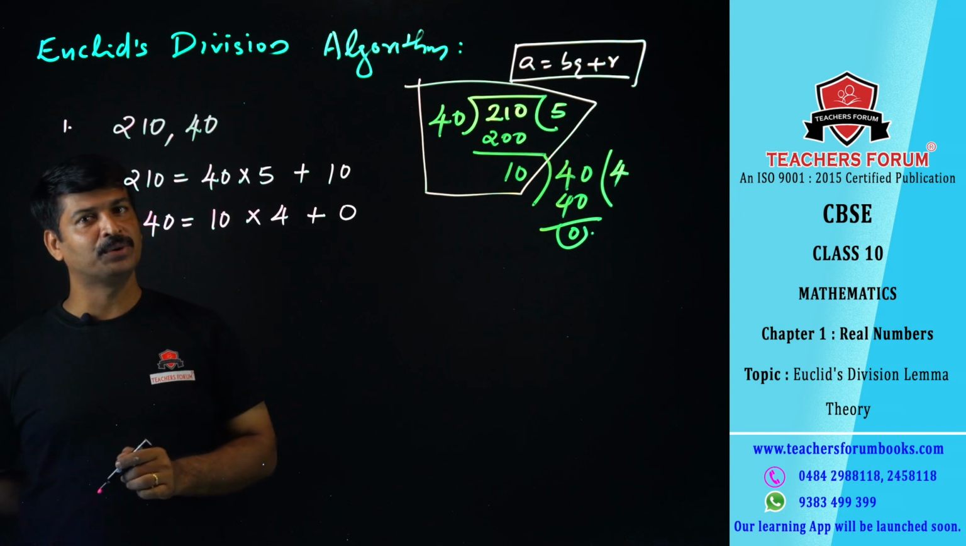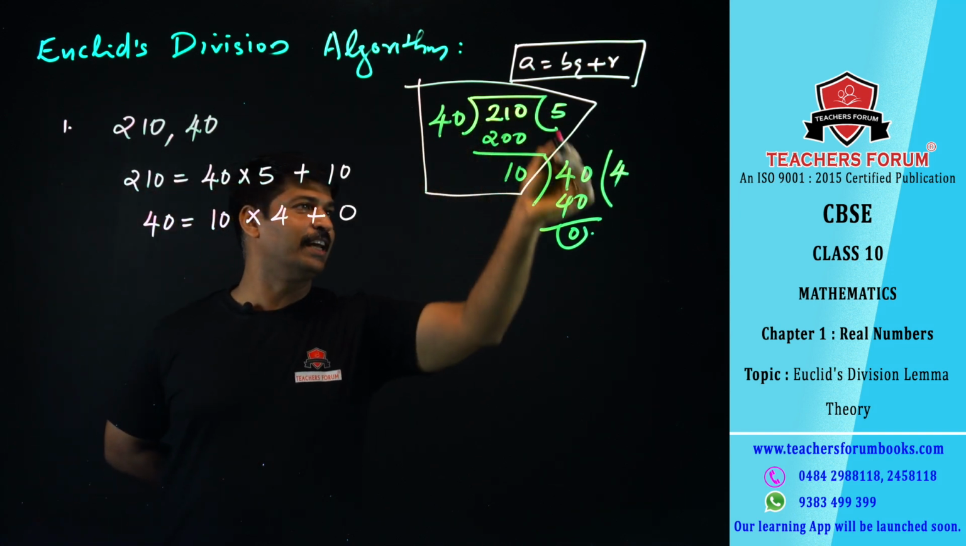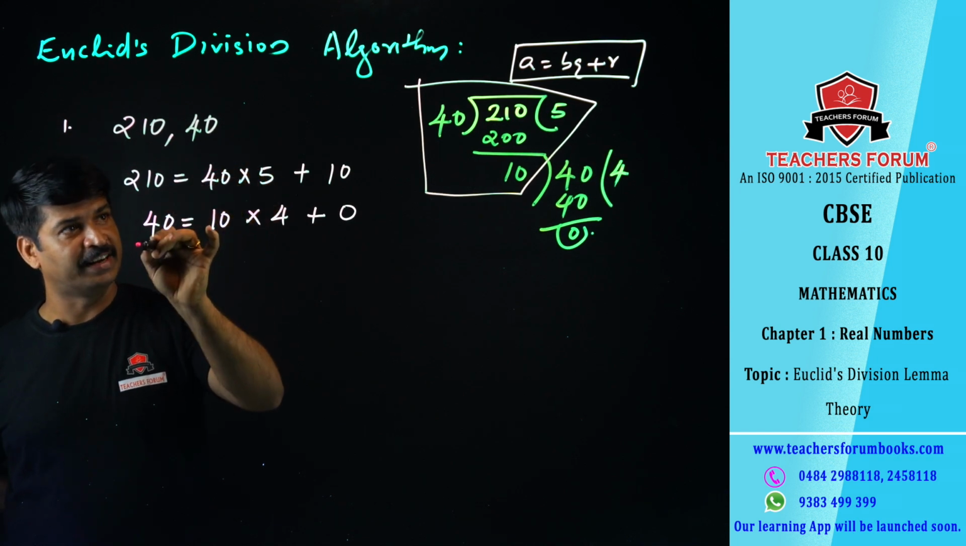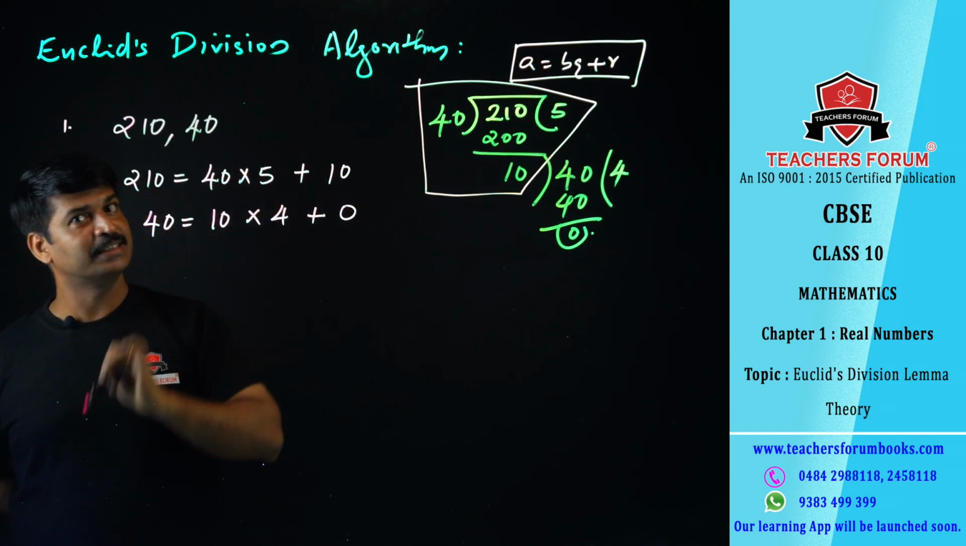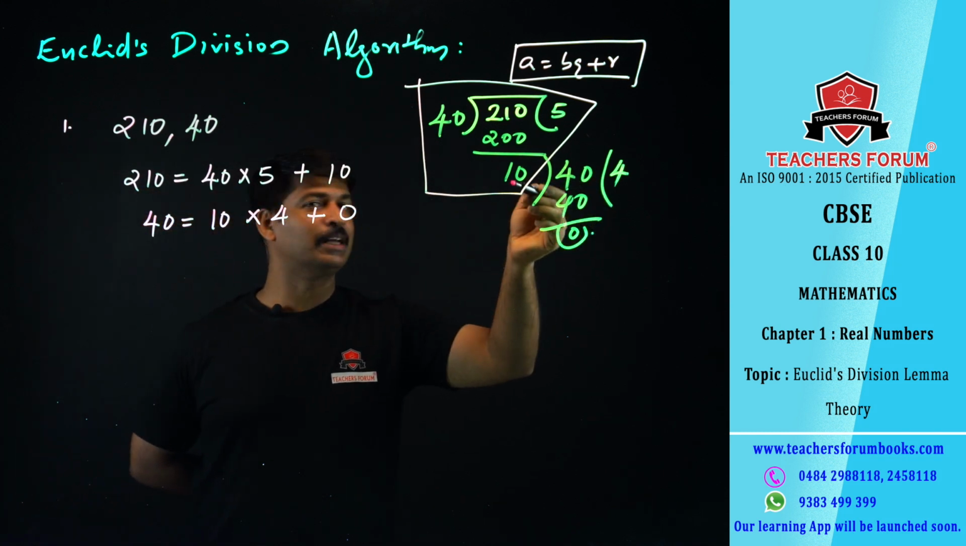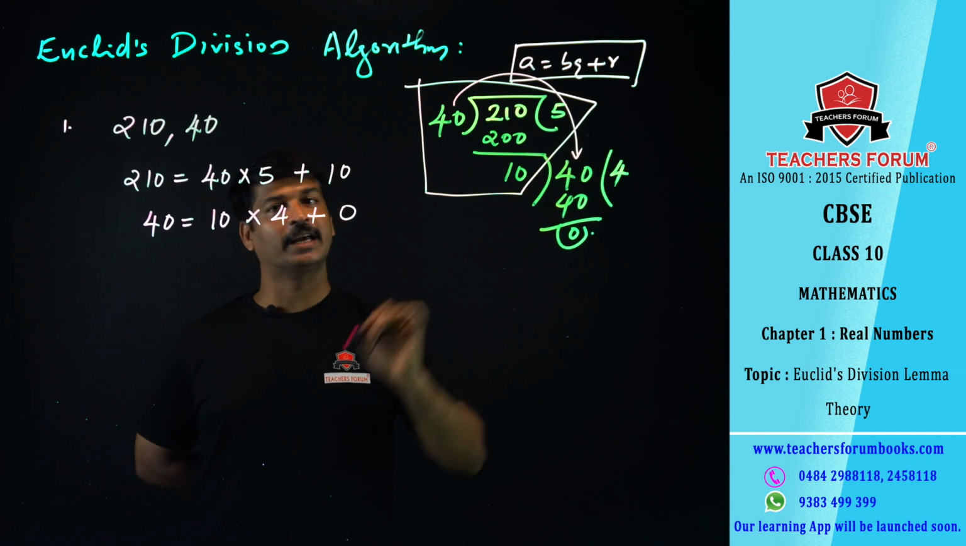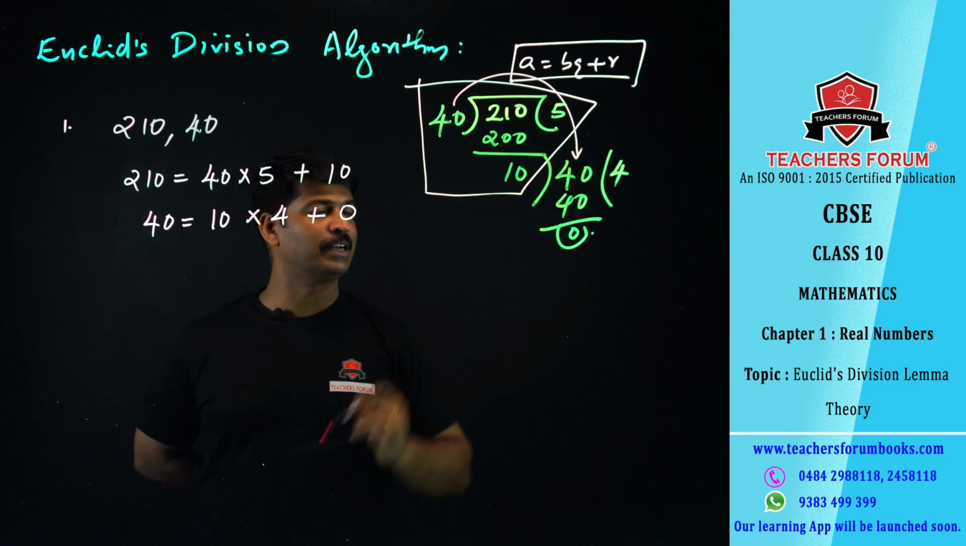Now in the next step, what do you do? You divide 40 by 10. That is, the divisor in the first step becomes the dividend and the remainder becomes the divisor. Now you divide 40 by 10. This 40 you bring here. 10 goes 4 times in 40. 4 tens are 40, the remainder becomes 0.